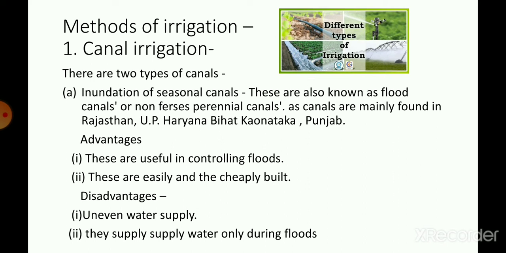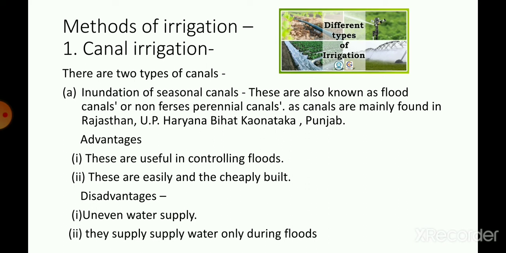Then there are two types of canals. What are those types? First type, inundation or seasonal canals. Second type, perennial canals. First type, inundation or seasonal canals. These are also known as flood canals or non-perennial canals. These canals are mainly found in Rajasthan, Uttar Pradesh, Haryana, Bihar, Karnataka and Punjab. Just two areas are enough for your examination.